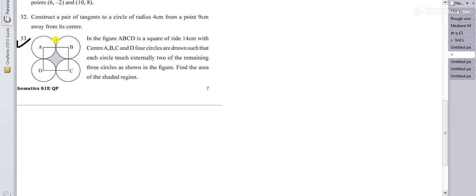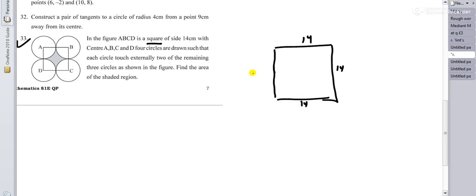Okay, see what they have given. In the figure, ABCD is a square of side 14 centimeters. So if I draw a square of 14 centimeter, all the sides are of length 14 centimeter. With center A, B, C and D, 4 circles are drawn such that each circle touches externally 2 of the remaining 3 circles as shown in the figure. Find the area of the shaded region.